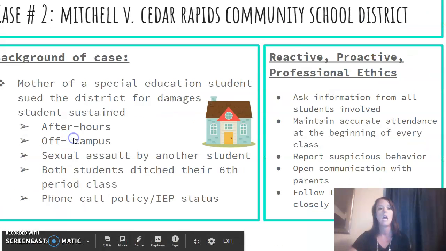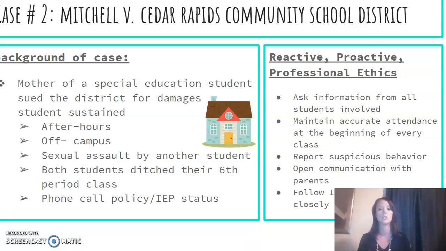In the second case, it was Mitchell versus Cedar Rapids Community School District. This case was really troubling to me, but there's also a lot of dynamics too that I feel like maybe wasn't handled correctly. So basically the background with this one, a mother of a special needs student is suing the district for damages that the student sustained, both after hours and off campus. This special needs student was sexually assaulted by another student at the school.